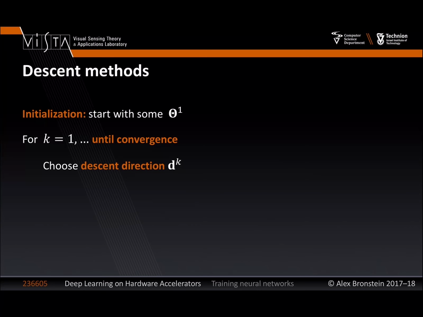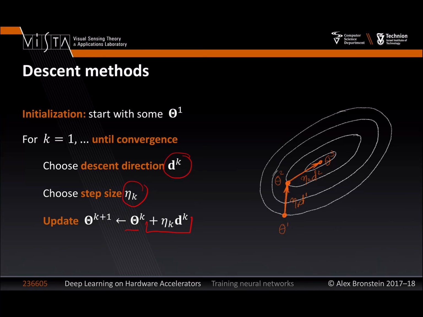Then we are going to do the following. We are going to choose the descent direction d_k, okay? Then we are going to choose the step size eta_k, and then we are going to update our current iterate that, remember, started with θ1. The next iterate, θ_{k+1}, is going to be our current iterate plus a step of size eta_k in the direction d_k. Okay? And this is going to look like this. We start at some point and we zigzag through the landscape of our loss function until we stop, which is hopefully when we reach a local minimum.